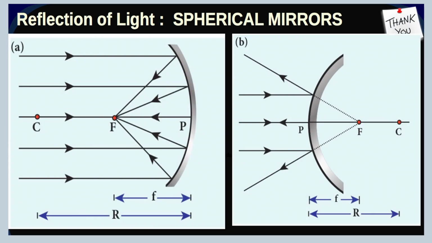This is a representation of all these points: the focal point F, pole P, center of curvature C, focal length f, and radius of curvature R, and this is for both convex and concave mirrors.